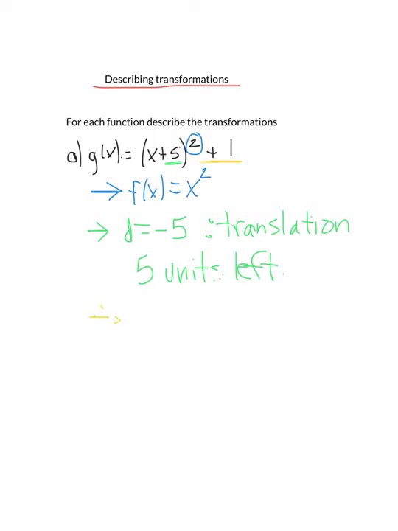Now the next thing that I'm going to see is this plus 1 at the end. Since it's outside of the brackets, I know that this is my c, and if my c is 1, then it means that I have a translation 1 unit up.